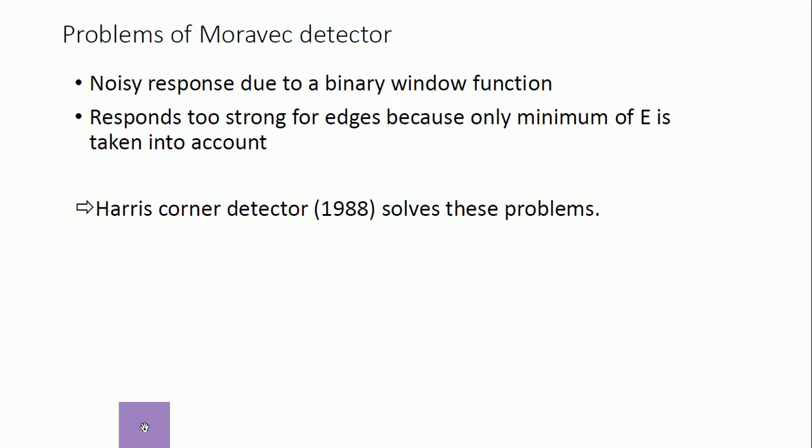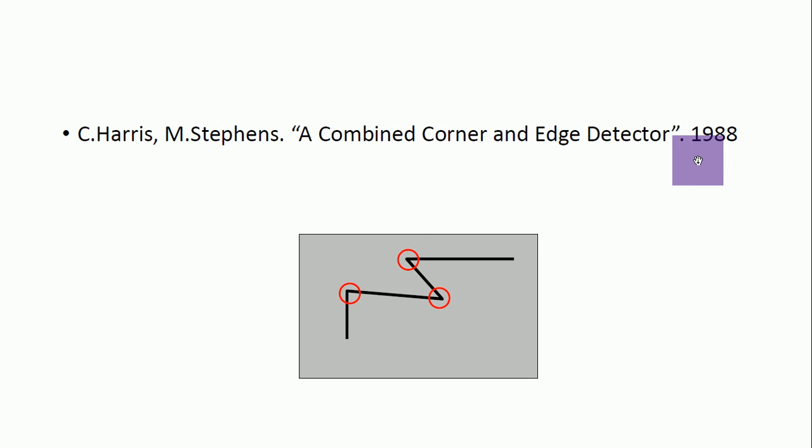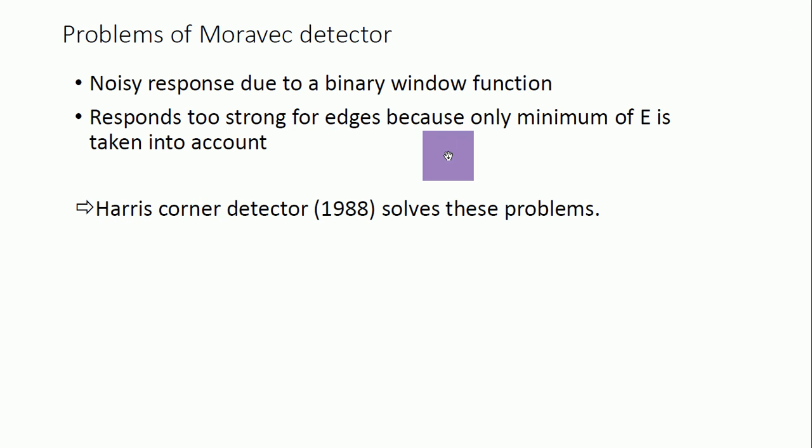Problems of the Moravec detector: noisy response due to the binary window function, and strong response to edges because only the minimum of E is taken into account. Harris corner detection solves these problems. How? The problems are a noisy response due to the binary window function, and a strong response to edges because only the minimum of E is taken into account. These problems are solved by Harris corner detection.